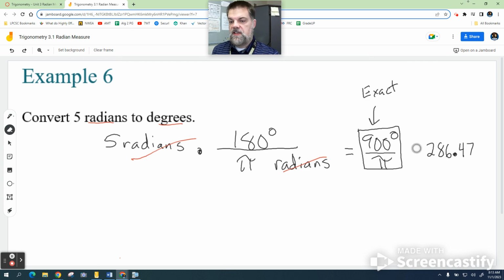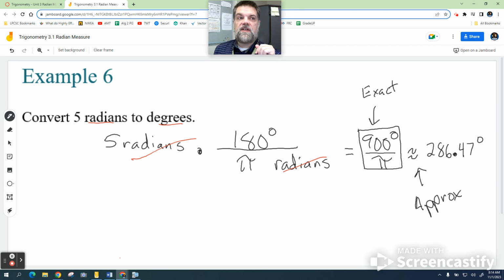And to be clear, that is an approximation. So do the squiggly lines. Remember, that means approximate value. So having decimals for degrees is a little more acceptable, but for radians, you always leave it as pi. Does that make sense?